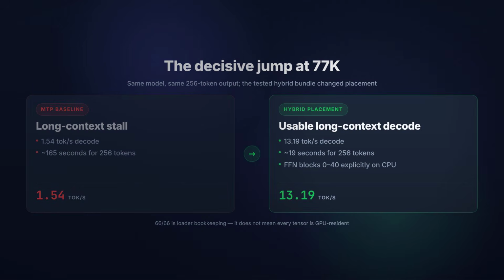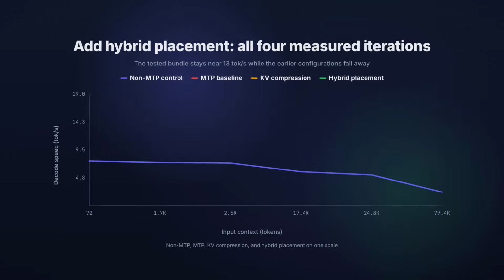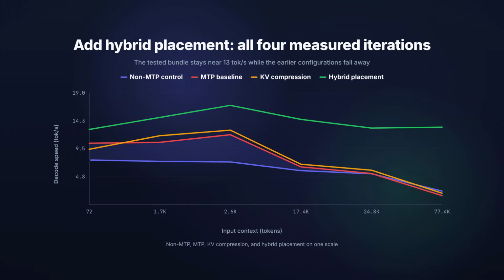Generation rose from 1.54 tokens per second in the MTP baseline to 13.19 with hybrid placement, an 8.55 times improvement. It was also 5.7 times the non-MTP control. The requested completion fell from about 165 seconds of decoding to about 19 seconds. The curve changed shape too.